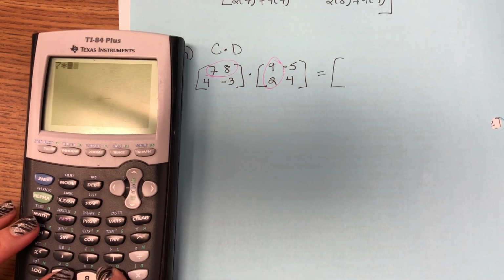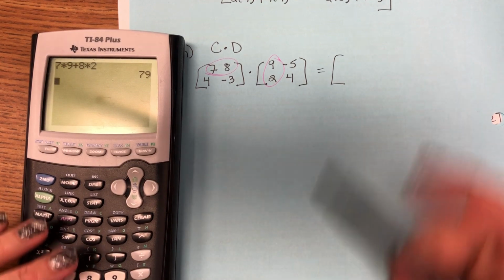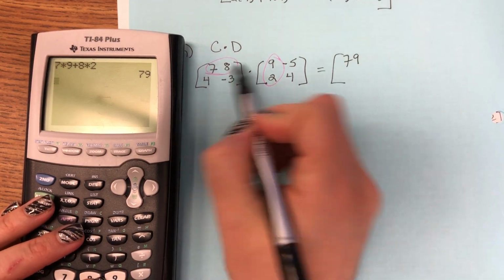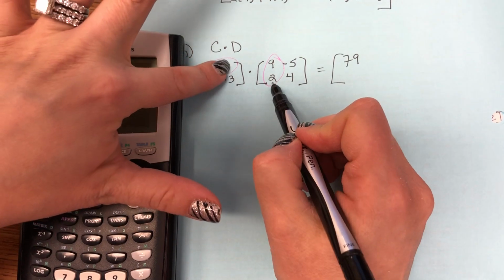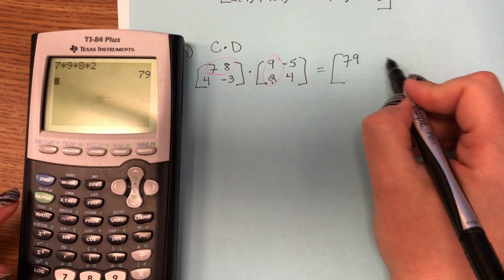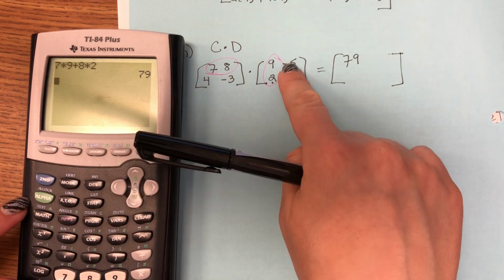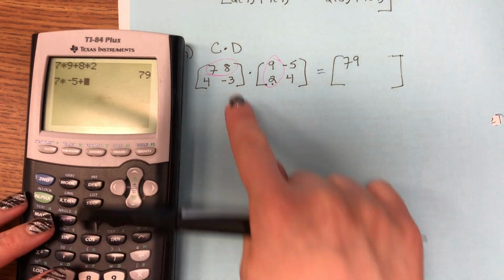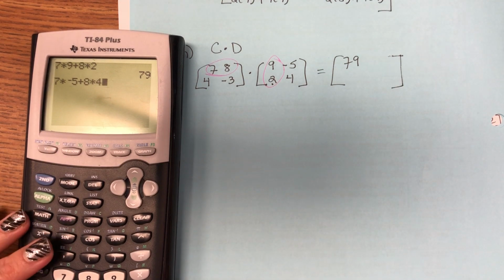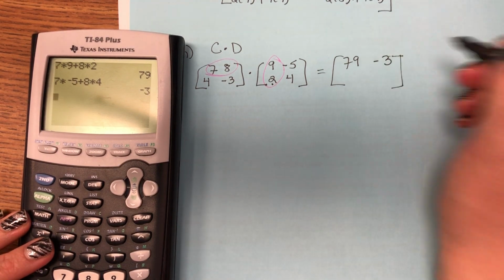Let's do it this way. 7 times 9 plus 8 times 2 is 79. So 7 times 9, 8 times 2. Then we're going to do that again for the first row, second column. 7 times -5 plus 8 times 4 is -3.